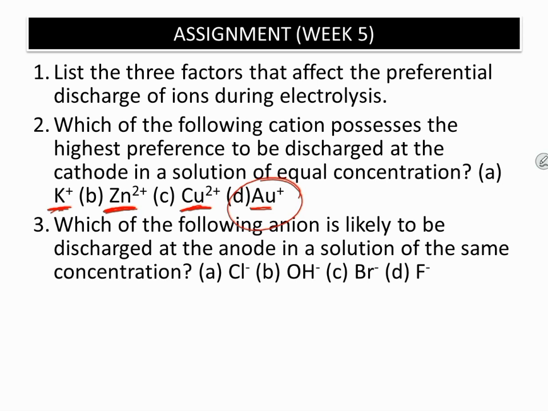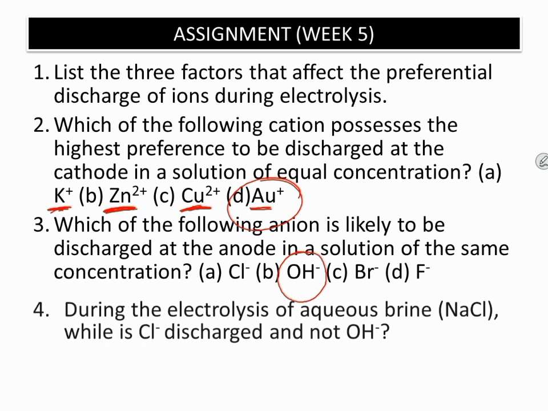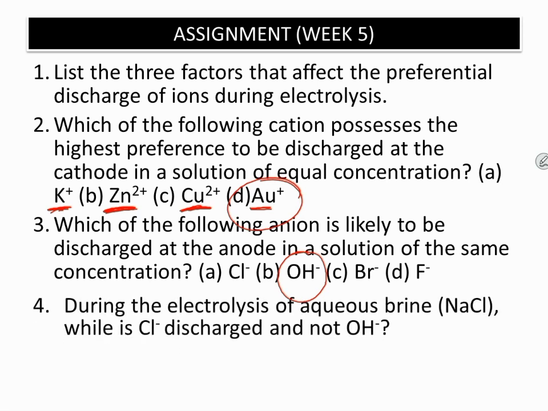Okay, which of the following ions is likely to be discharged at the anode during electrolysis having the same concentration? I told you that for anions, only those at the top of the series, which are less electronegative, meaning more electropositive, are discharged. Which is hydroxide. Then during the electrolysis of aqueous brine, why is chloride discharged and not OH?